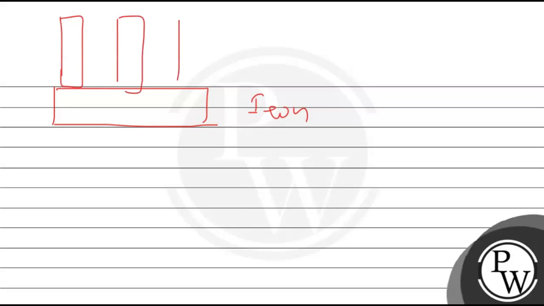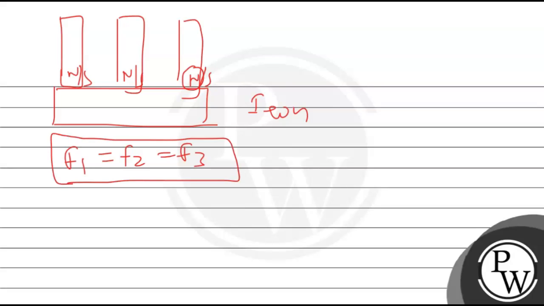And in the second case, if we keep the iron bar horizontally and the magnet bar is kept vertically, then in this case the force of attraction F1 will be equal to F2 will be equal to F3. Why? Because one pole, it may be the north pole or the south pole, in all three cases will be nearest to the iron bar. Therefore the force of attraction will be equal in all three situations.